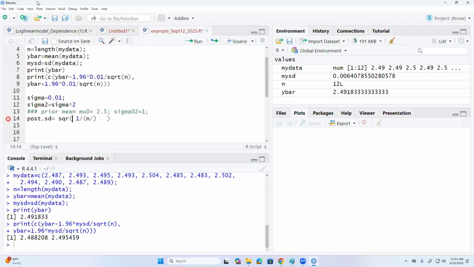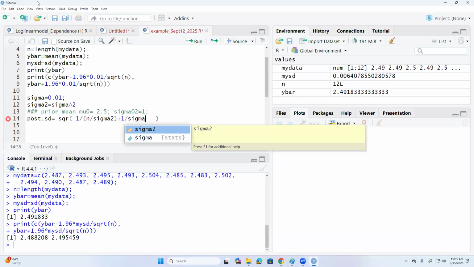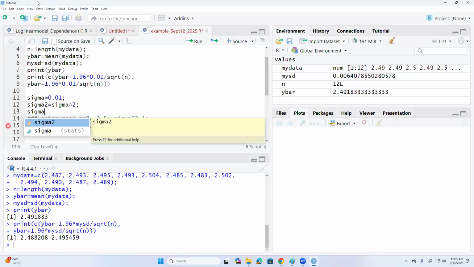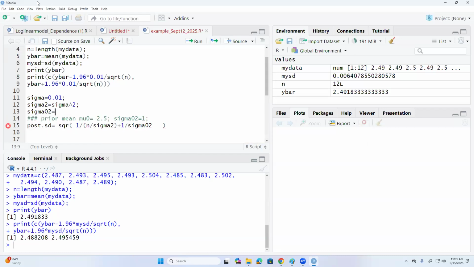And the posterior precision is n over sigma square plus 1 over sigma 0 square. Sigma 0 square is 1. So this is our assumption. And mu 0 is equal to 2.5.